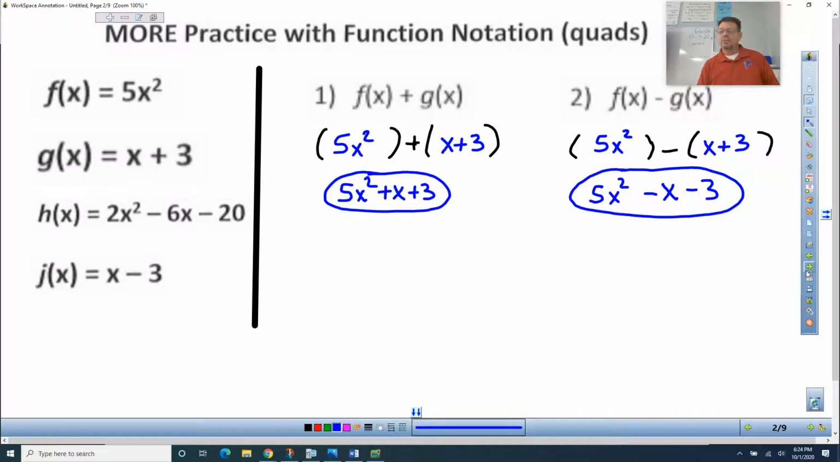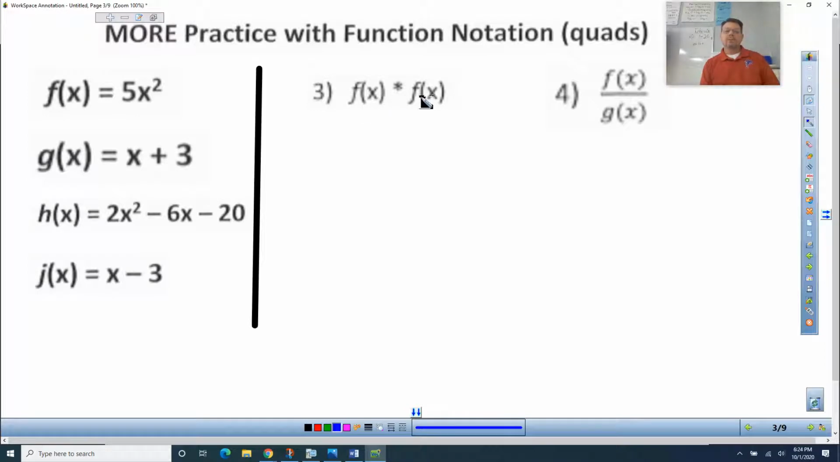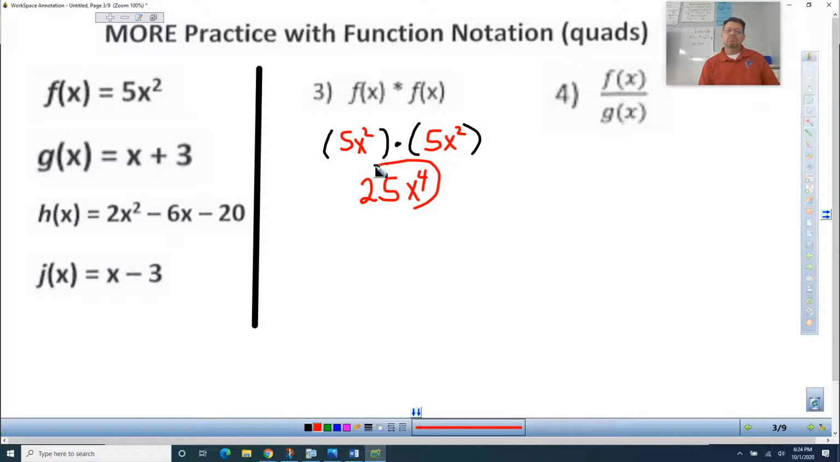All right, a couple more examples. What if we multiply? Same idea here. We have something times something. What's in these two spots? f of x is 5x squared, and f of x is still 5x squared. Now we just do what it says. 5 times 5 is 25, and x squared times x squared is x to the 4th. So there's multiplying two functions.